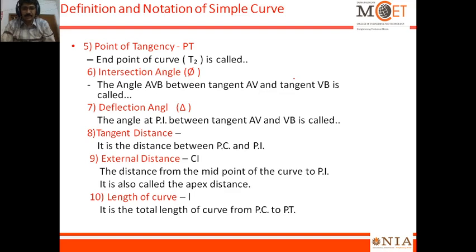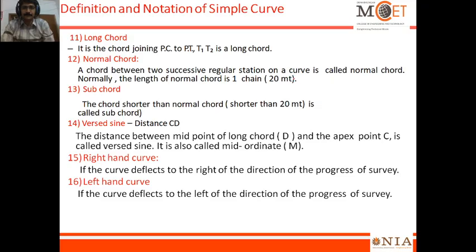External distance CI, the distance from the midpoint of the curve to the point of intersection, is also called apex distance. Length of the curve is the total length of the curve from point of commencement to the point of tangency. Long chord is the chord joining T1 and T2.